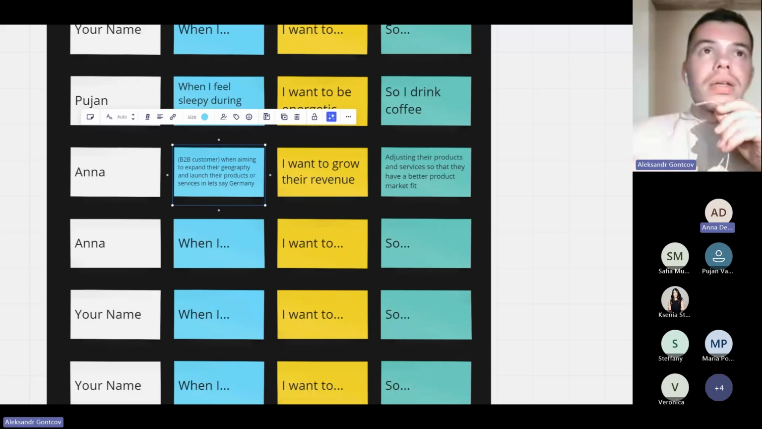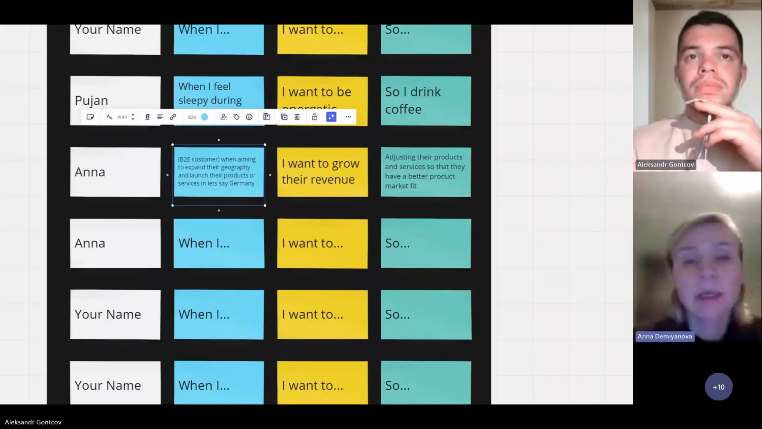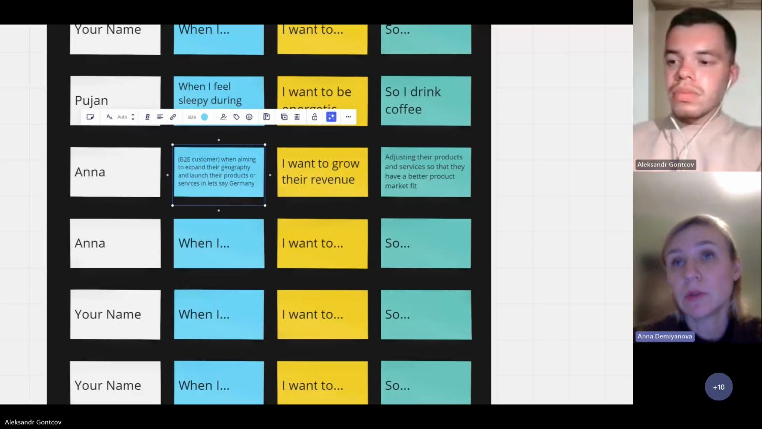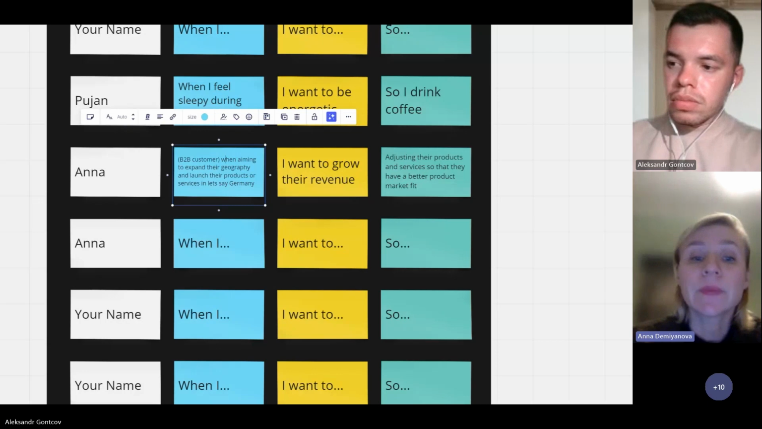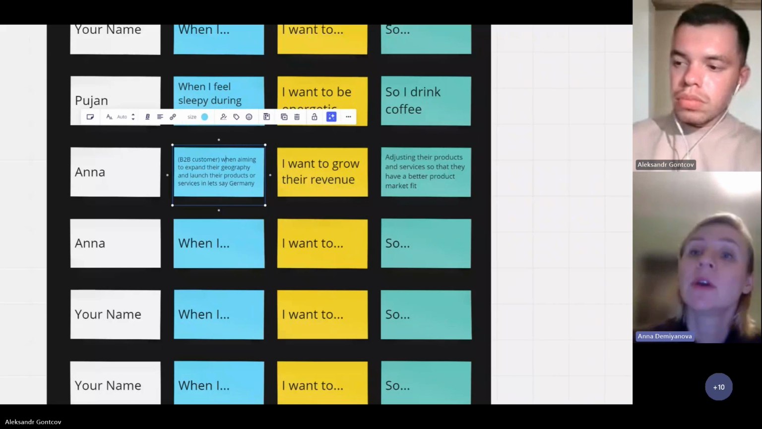Describe your job story. Read it and describe what you meant by every block, by every section. That will be companies producing some products or services. One of the tasks or jobs to be done could be launching a product in a new country, say a new European country, or specifically in the German market. And the obvious intention behind it is to grow their revenue.